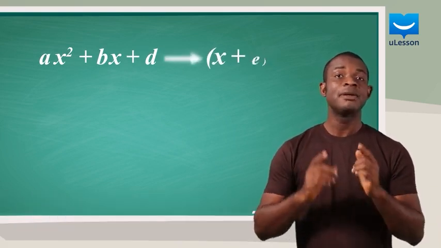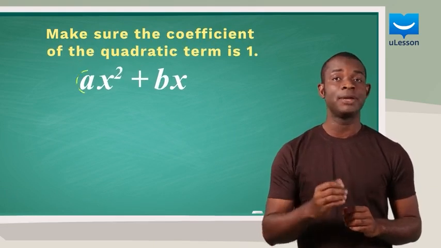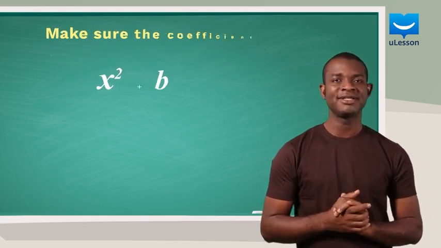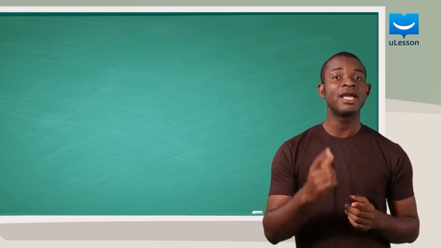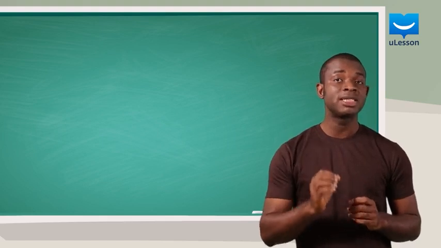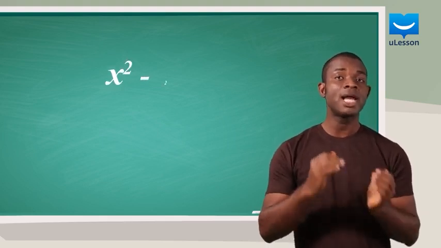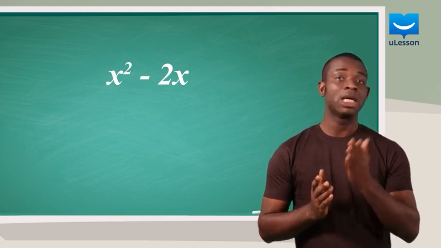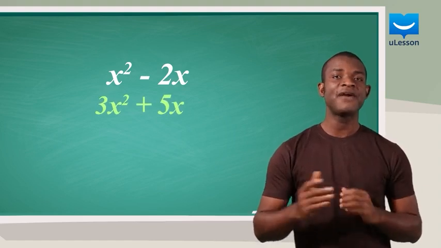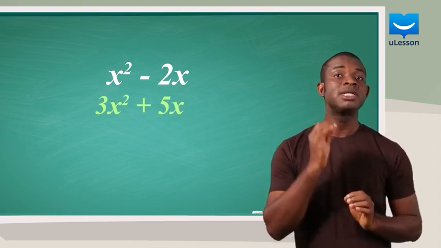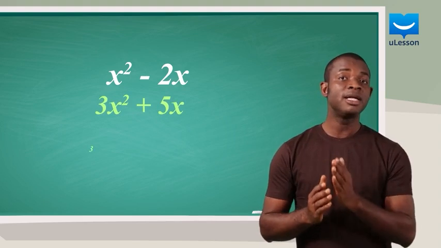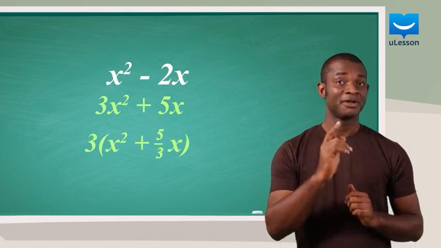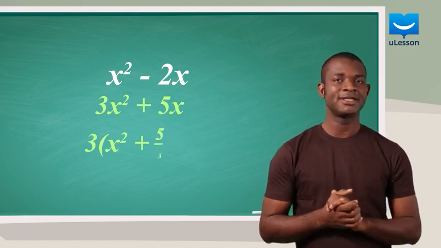This is done by first making sure that the coefficient of the quadratic term is equal to 1. At this point, let's take a look at two possibilities. First, we can have a case whereby the coefficient of the quadratic term is 1, like in x^2 - 2x. We can also have a case where the coefficient is not 1, like in 3x^2 + 5x. Whenever this happens, we simply factor out 3 to get 3(x^2 + (5/3)x). For this lesson, we will focus on the first case.